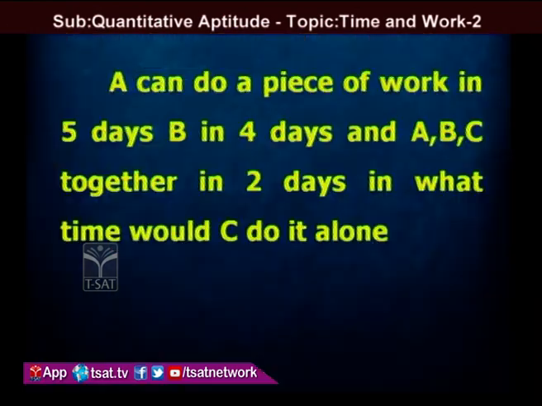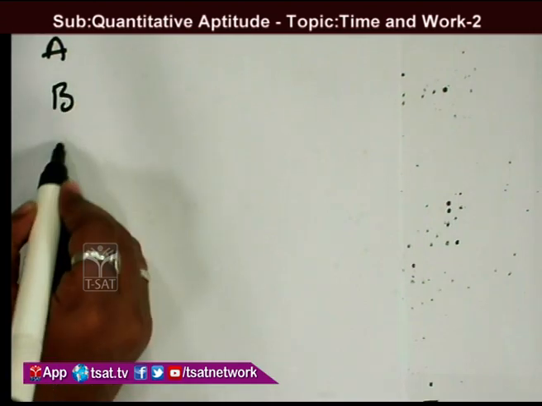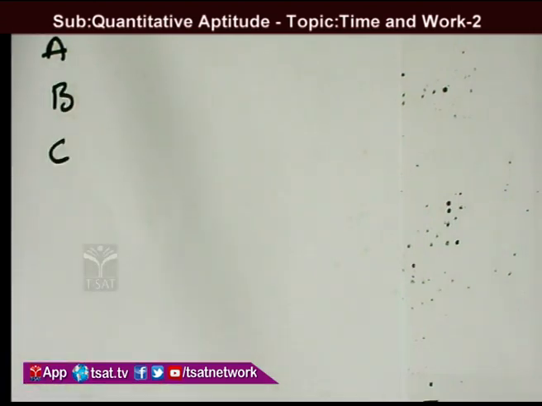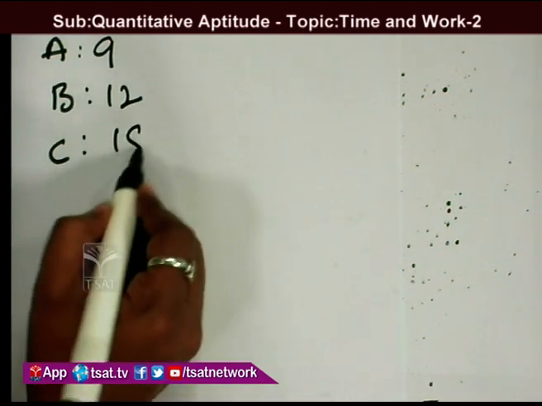The next question is: A, B, C can do a piece of work in 9, 12, 18 days respectively. If all join them, how long will they take to complete the work? The dash is nothing, so do not expect anything from that. Again we have A, B, C. What are the working days of A, B, C? 9, 12 and 18.